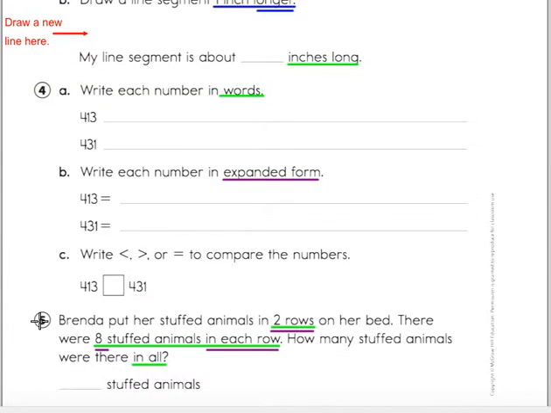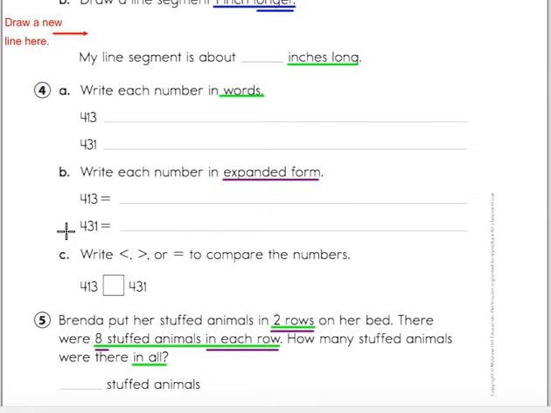Okay, B. Now you're going to write these numbers in expanded form. So you're going to pull these, stretch them apart. Remember how we talked about stretching these numbers out? We say them out loud and we write the numbers of what we say. Here we wrote words, now we write numbers. You will do 413. Now you do 431. 413, 431.